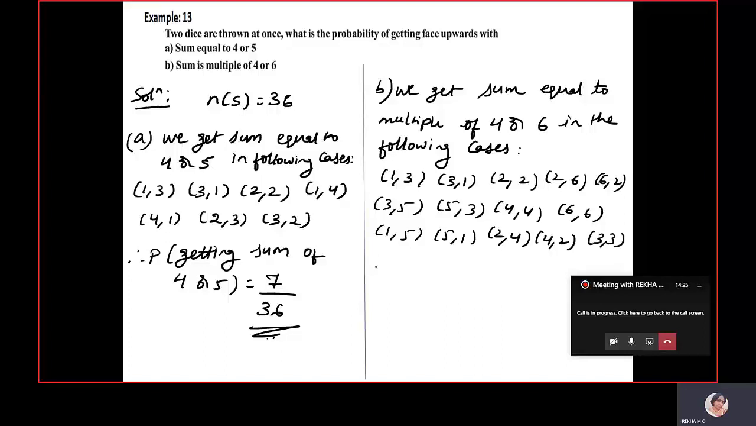So therefore, probability of sum is multiple of 4 or 6 is equal to. So you can count here 1, 2, 3, 4, 5, 6, 7, 8, 9, 10, then 12, 13, 14. So favorable cases will be 14. So 14 divided by 36, that is 2 into 7, 2 into 18. So 7 by 18.